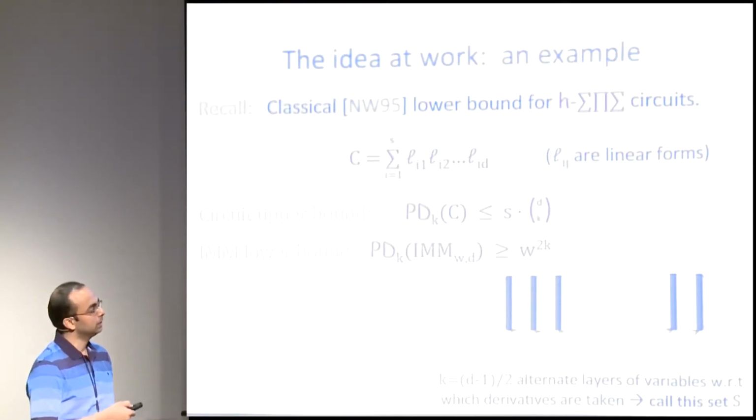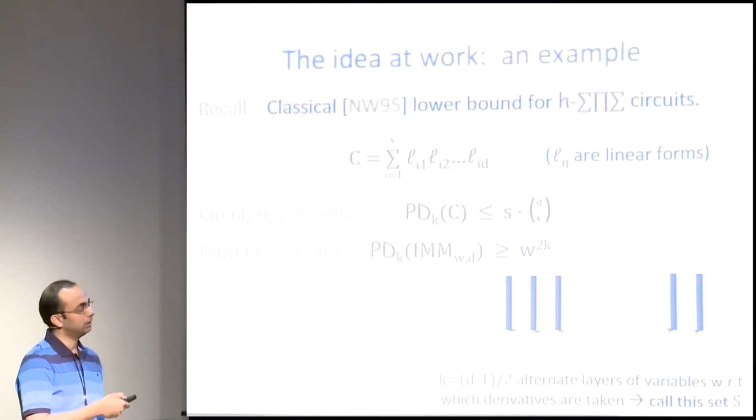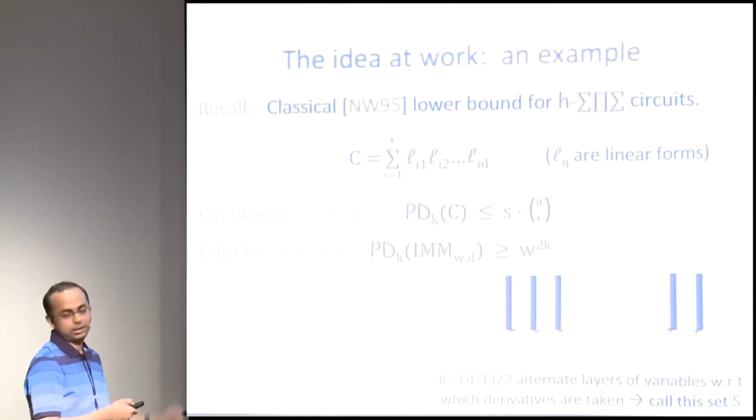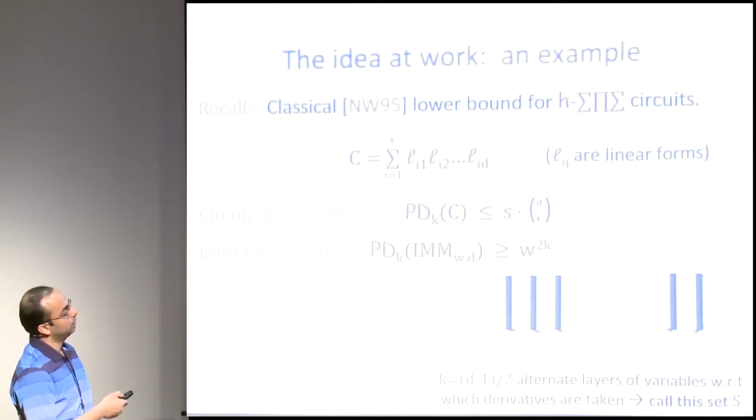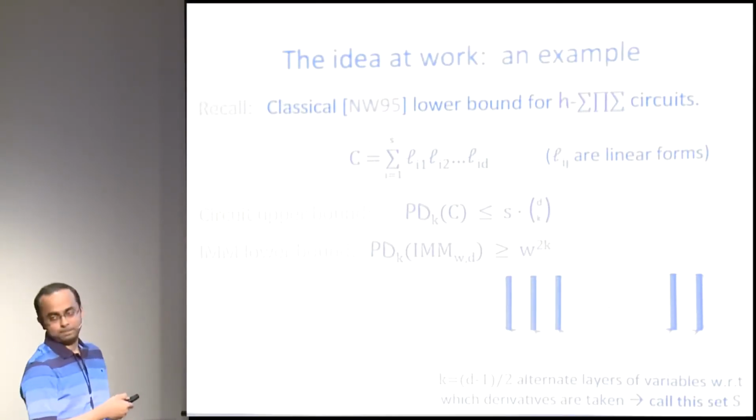It has layers. And out of these d layers, take half the layers, alternating, right? Half alternating layers. So these are the blue layers. So exactly half of them, or roughly, it's like (d-1)/2. Assume everything is an integer here. We are going to derive only with respect to variables appearing in the blue layers, right? Okay, now if we do that, we get that the partial derivative dimension, with k like this, of IMM is greater than the width to the power 2k.